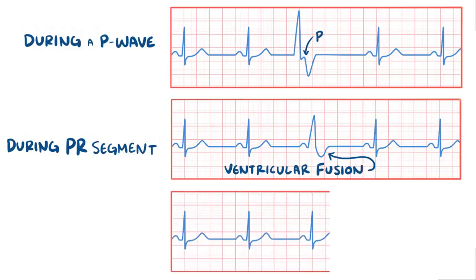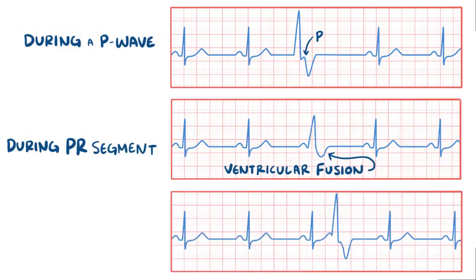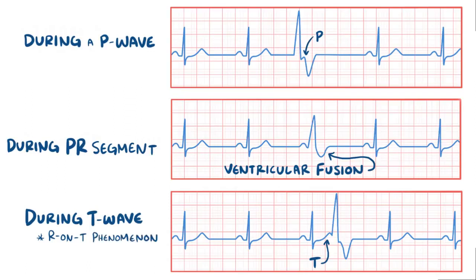Early afterdepolarizations might start during the ST segment, or even during the T wave, which is called R on T phenomenon. This used to be considered an ominous sign of an impending dangerous arrhythmia, but recent studies show that this might be a bit more unclear than once thought.